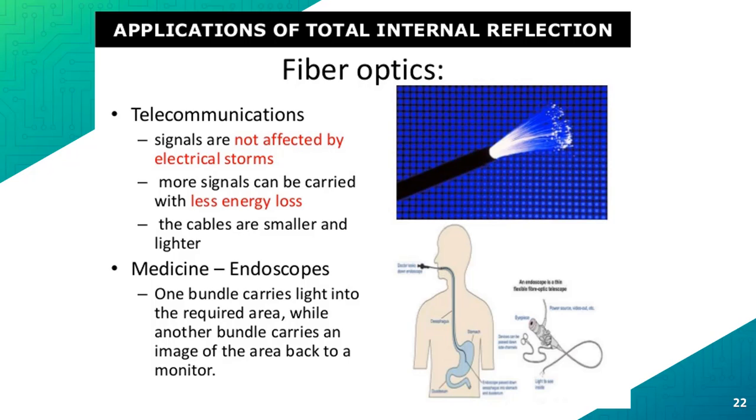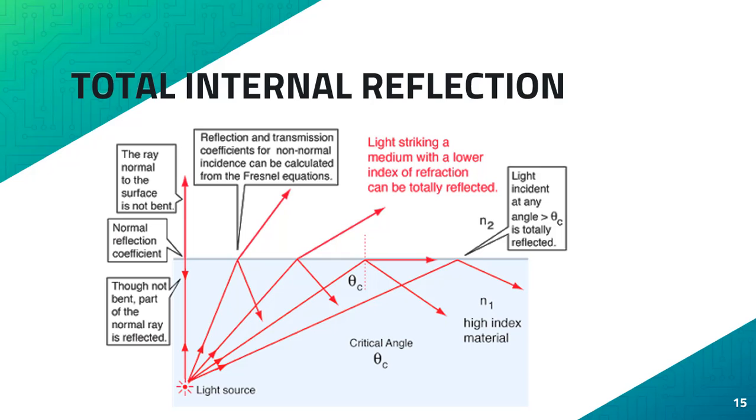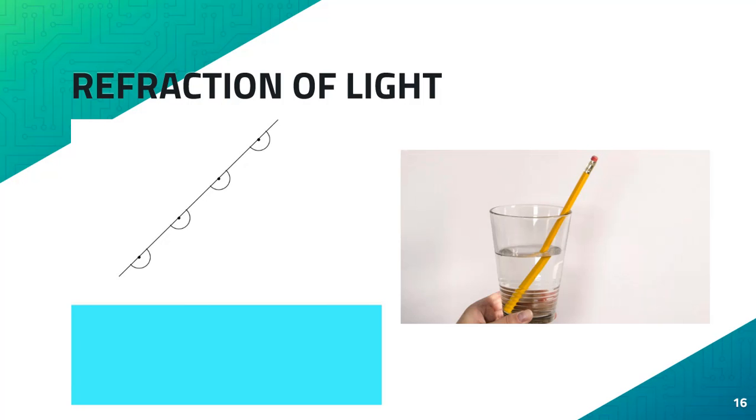In medicine also, we have these endoscopes. One bundle carries light into the required area. So we have a light source and then it will be totally reflected, while another bundle carries an image of the area back to a monitor. So yeah, it's also making use of total internal reflection. So those are just some of the applications of total internal reflection of light. So now let's talk about another property of light, which is refraction of light.